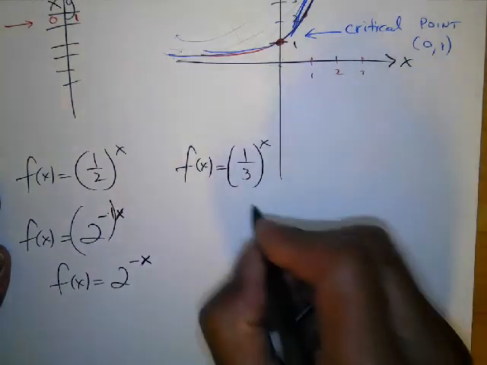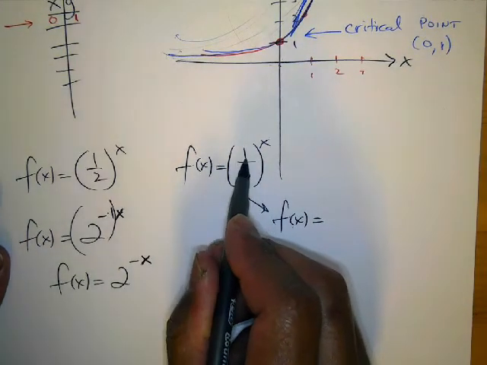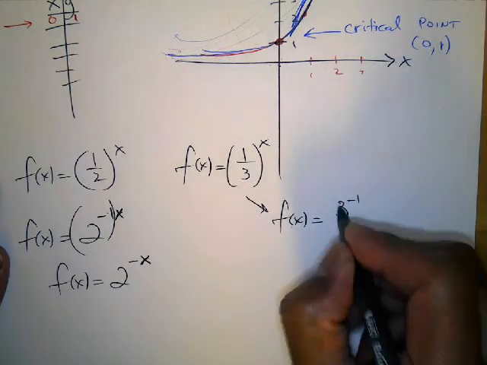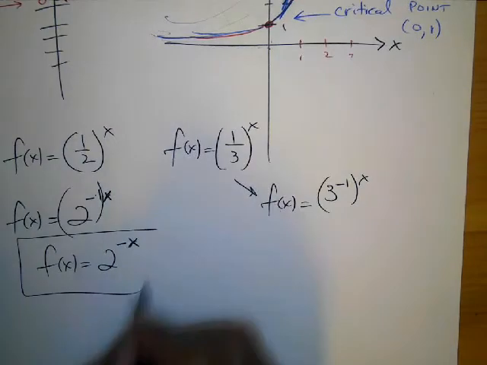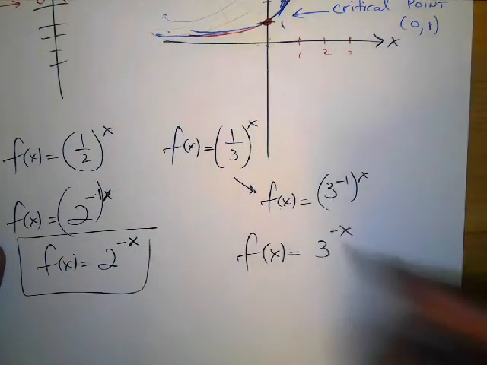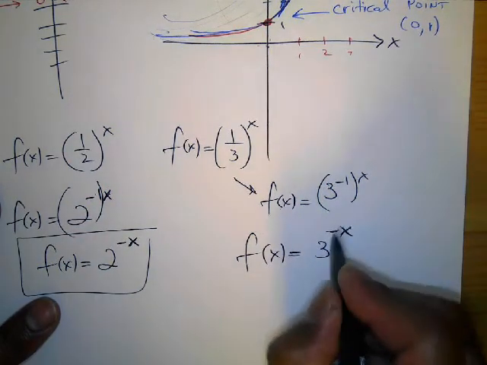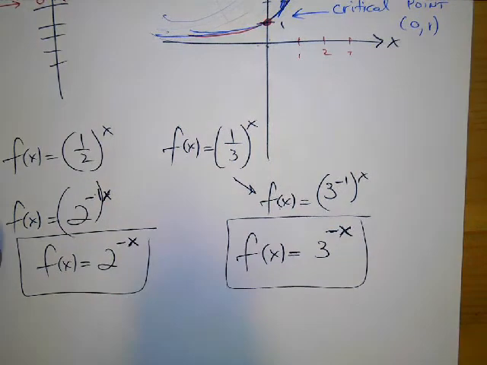Right? And same thing here for this one. This would be what? F of x is equal to, well, 1/3 is what? 3 to the power of -1 to the power of x. Well, that's really what? That's really f of x is equal to 3 to the power of -x. See, I'm trying to make you look at this and kind of keep it as consistent as possible.